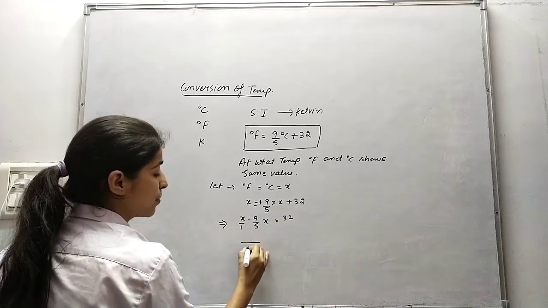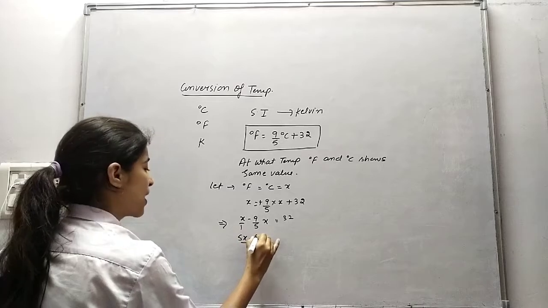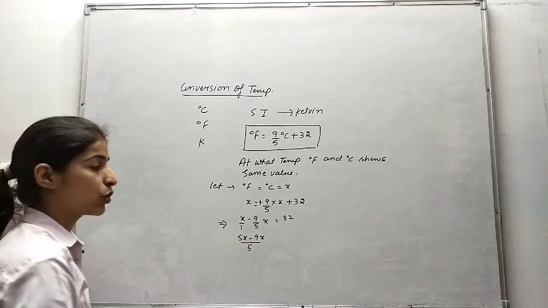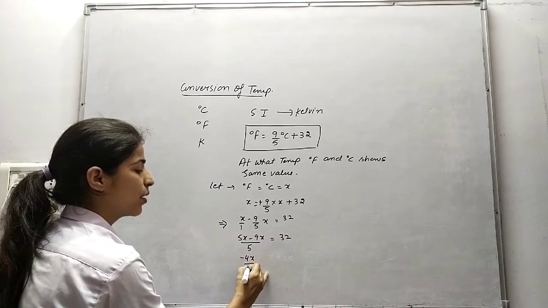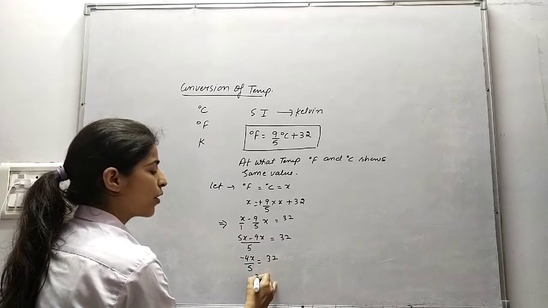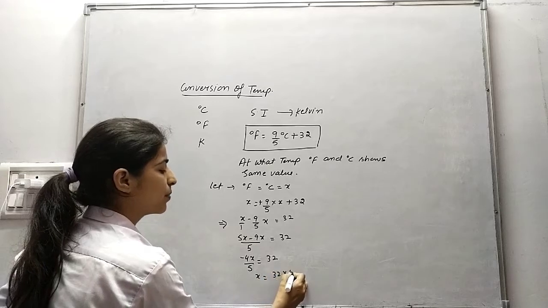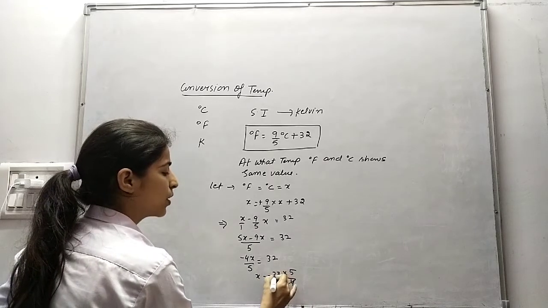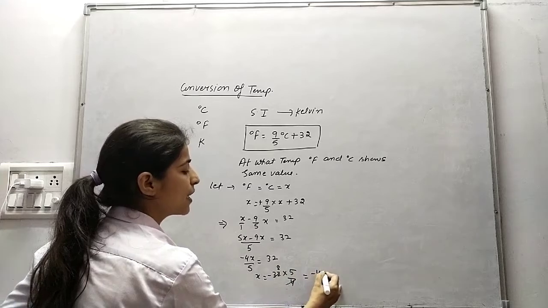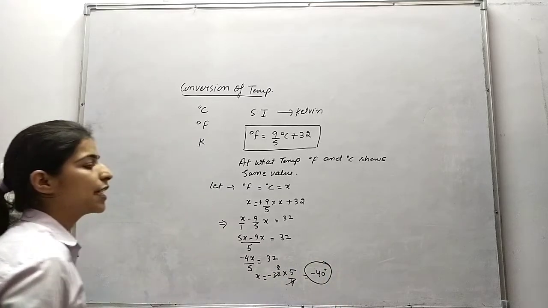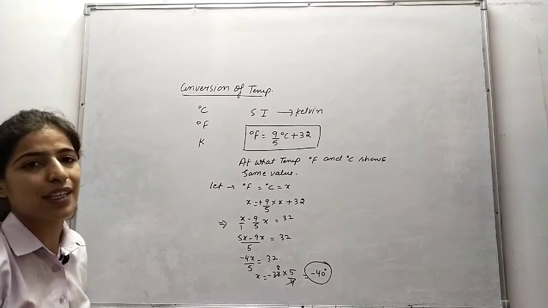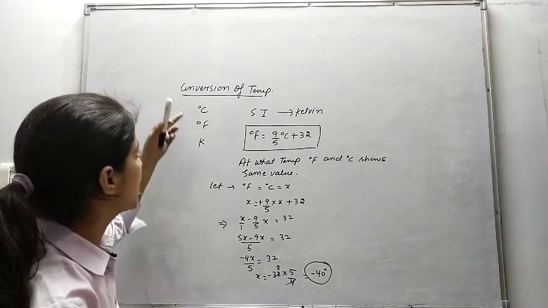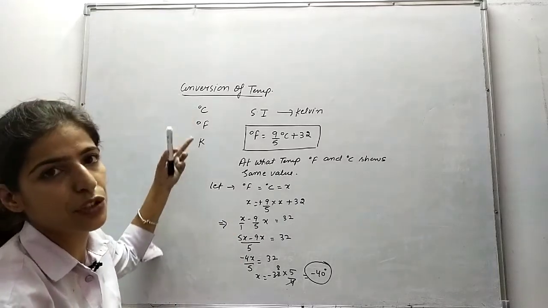By taking the LCM, 5x minus 9x is equal to 32, it will become minus 4x by 5 equal to 32, and on cross multiplying it will become minus 40 degree. At minus 40 degree, degree Fahrenheit and degree Celsius have the same value. Fine. By this method we can convert degree Celsius into degree Fahrenheit, degree Celsius into Kelvin.